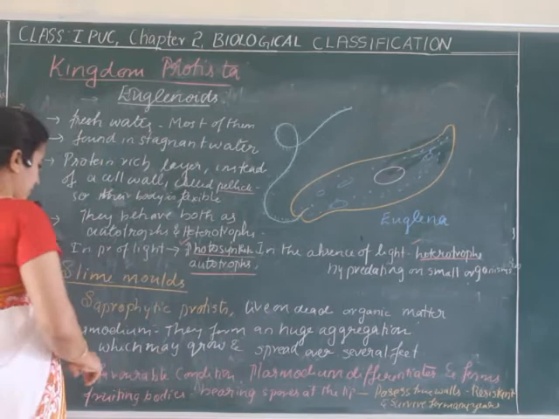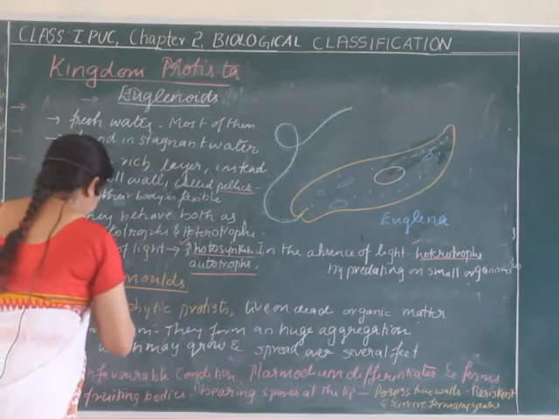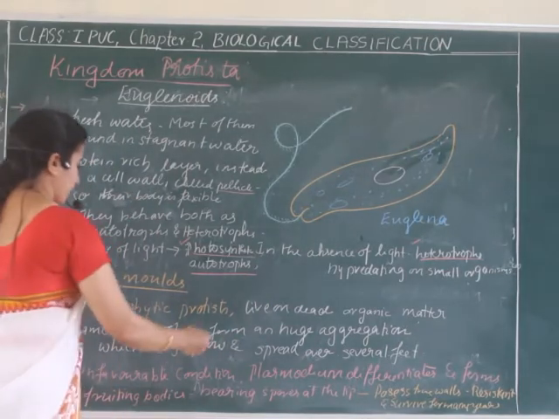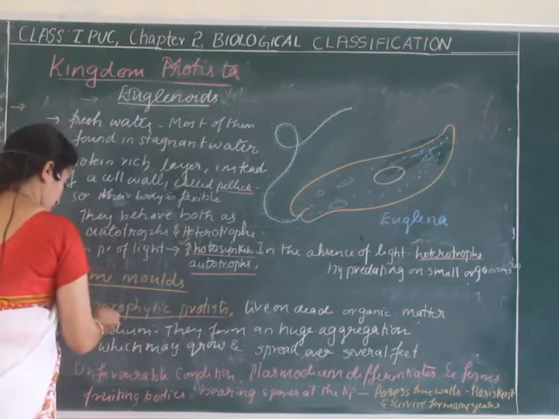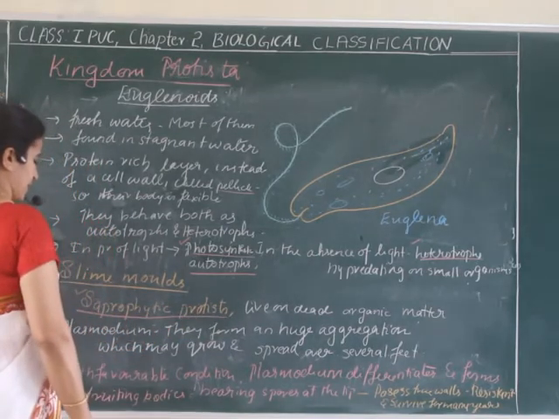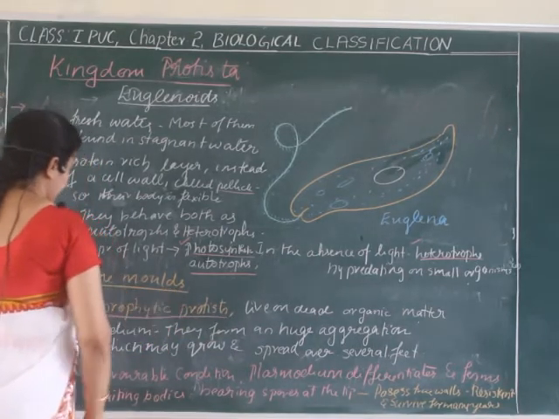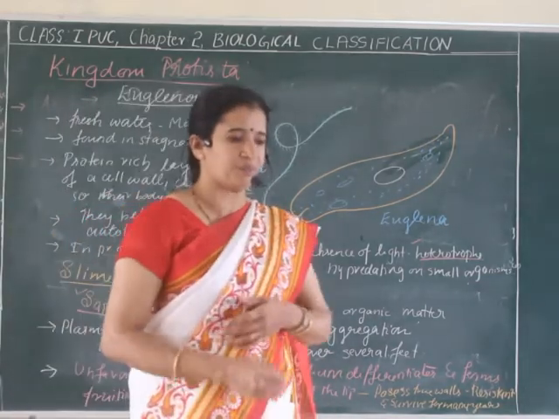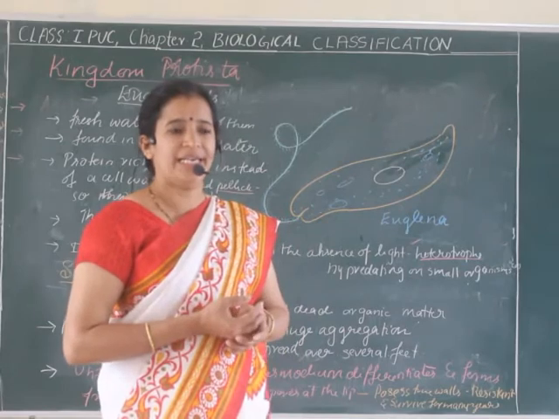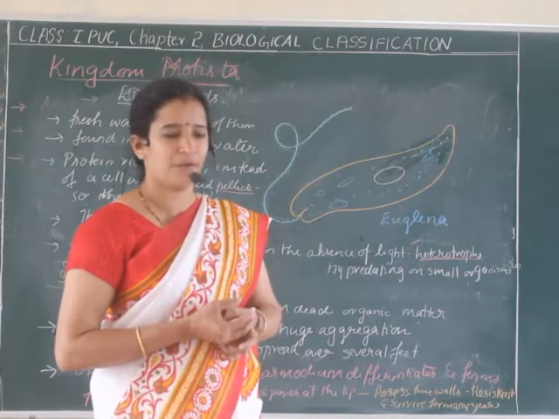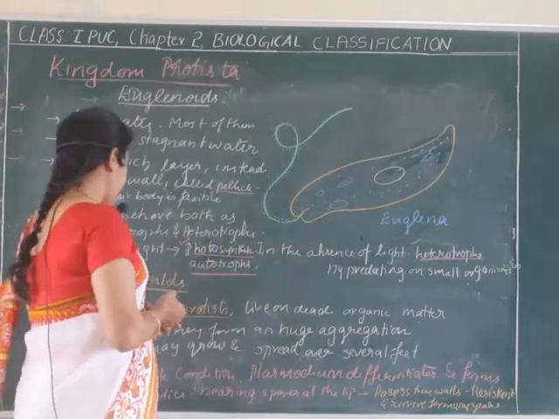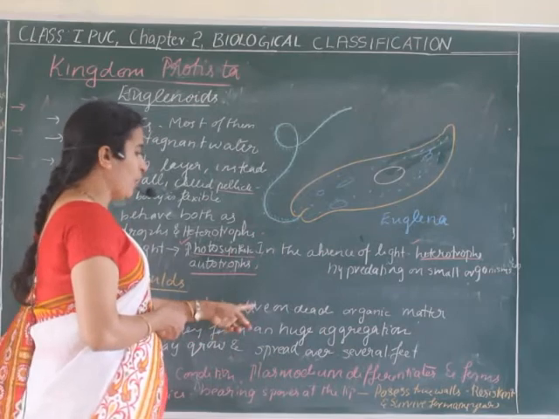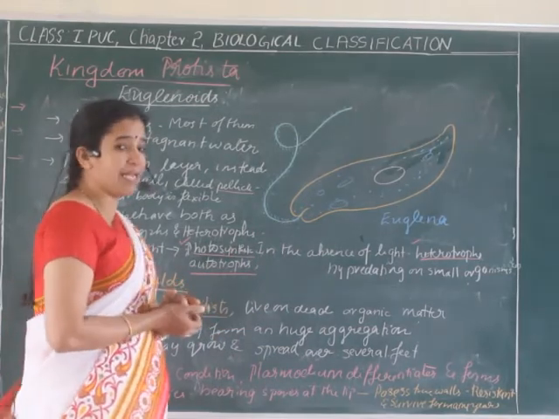Okay, slime molds, we call it as saprophytic protist. What is it called? It is called saprophytic protist. What's the meaning of saprophyte? Saprophyte means the organisms which depend on the dead organic matter for their food. So saprophytic means which live on dead organic matter.